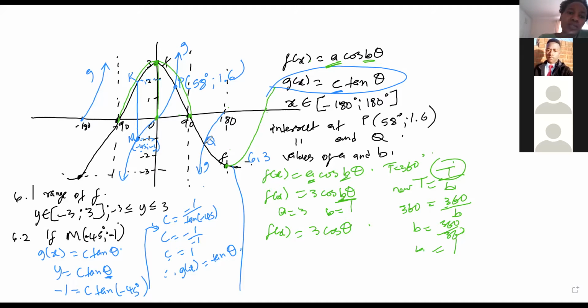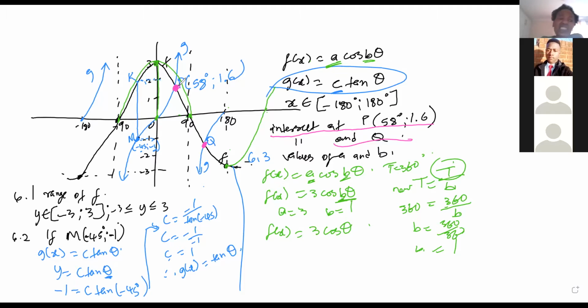Change the pen. You see where Q is. Can you see Q is the point of intersection of the tan graph and the cosine graph? And also they told you that those two graphs intersect at P and Q. And you see the other intersection. So the graph intersect here and there.